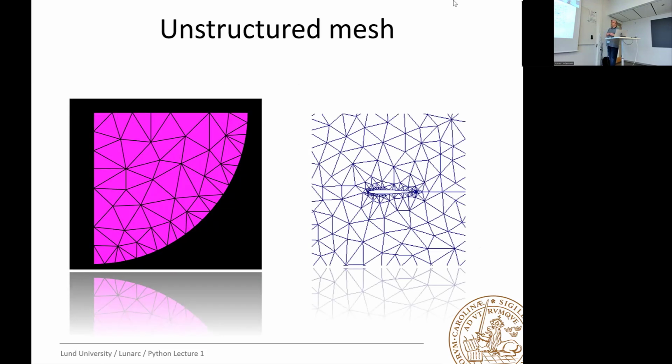So this is an example of an unstructured mesh. It's characterized by random points everywhere, connected together by triangles. Here you can also see there's a wing. There are elements around the wing, and you have also refined the mesh around the wing like this. And this is also an unstructured mesh of a half circle.